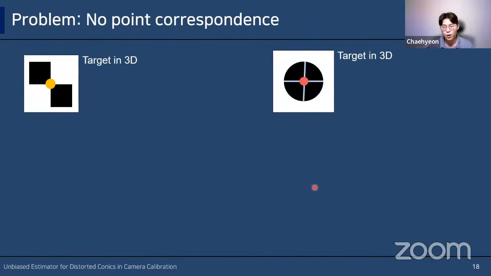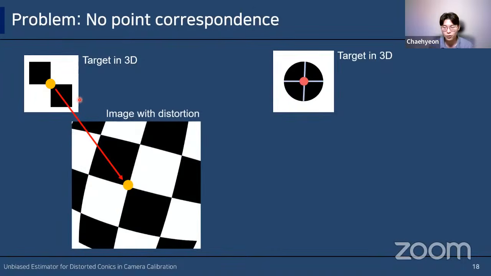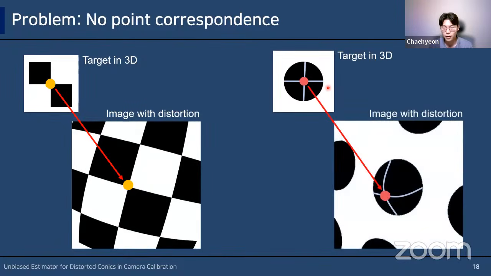Differing from the corners of squares, centroids have no point correspondence. What I mean is that the corners of squares are projected to corners in the image. But the centroid of the blobs does not come from the original circle center. There is a discrepancy between the projected point of the circle center and the centroid of the blob.